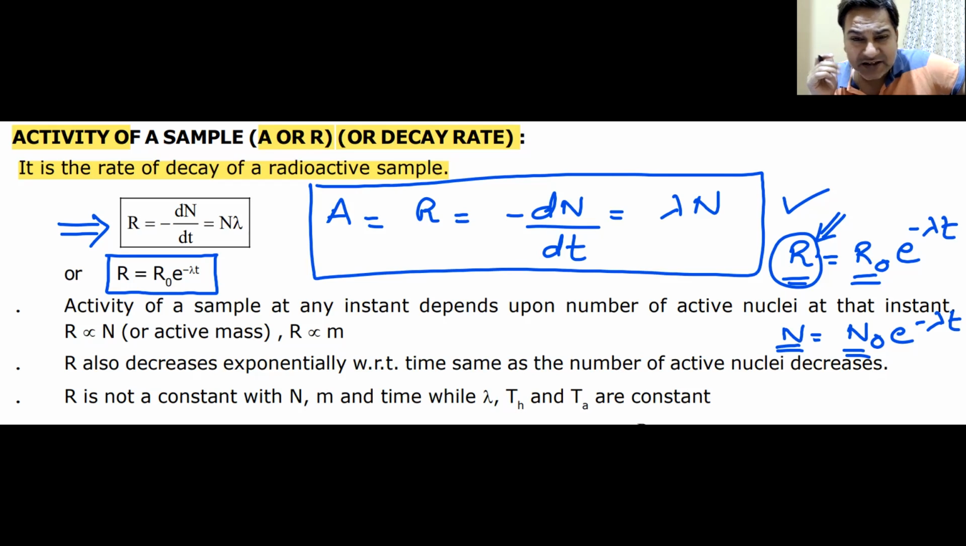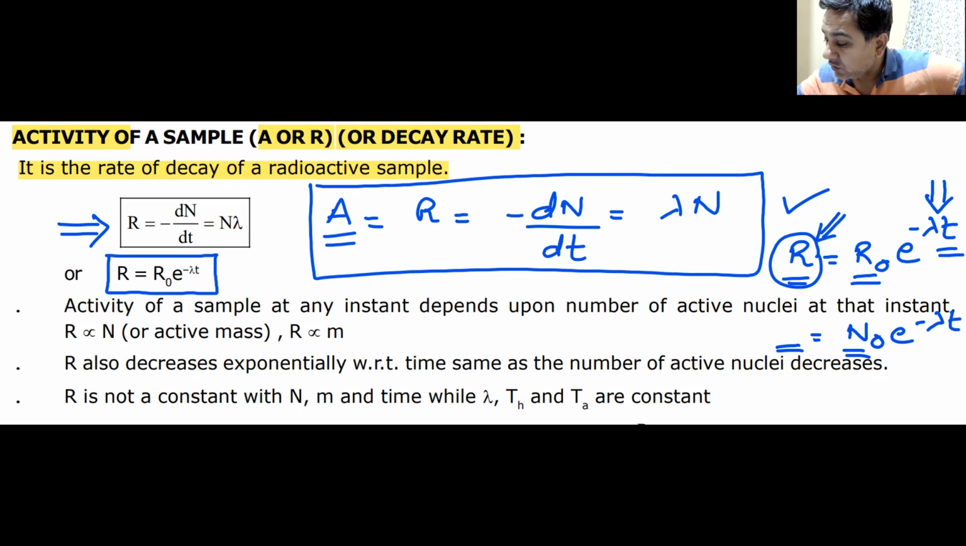Do we understand this? R does not stand for radius. Radius has got nothing to do here. R means rate. If you are getting confused with R, you can use A for activity. Please don't say R is radius. You will not be sounding good. E stands for Euler's number. Lambda stands for decay constant, and t stands for the time in picture. So this is how both the formulas are related to each other.